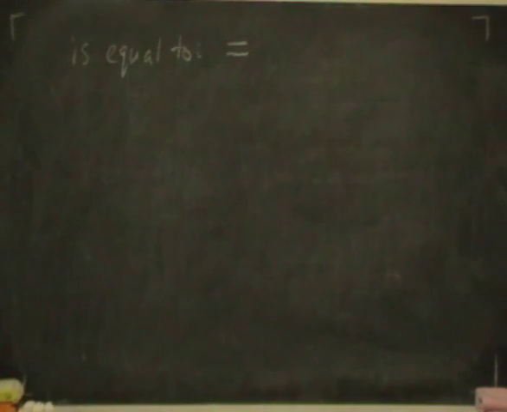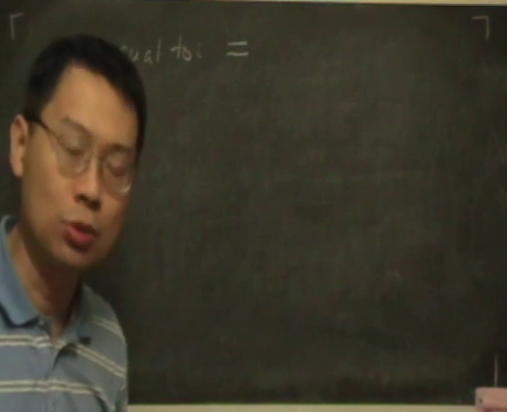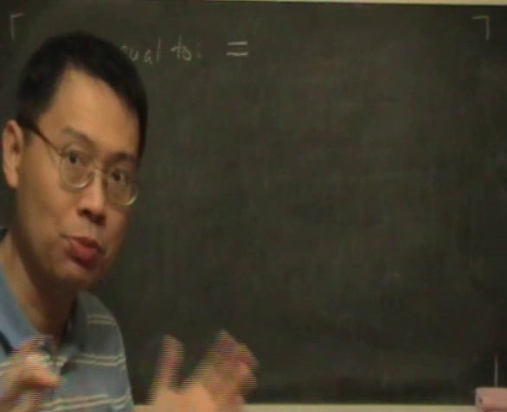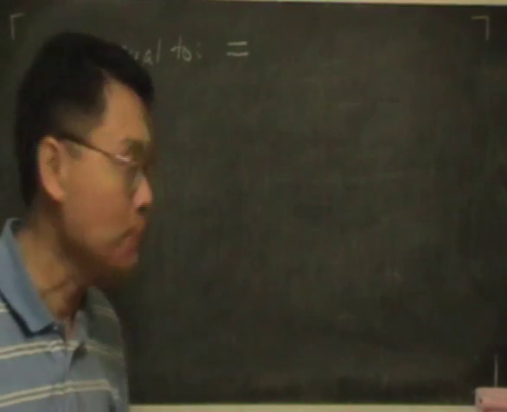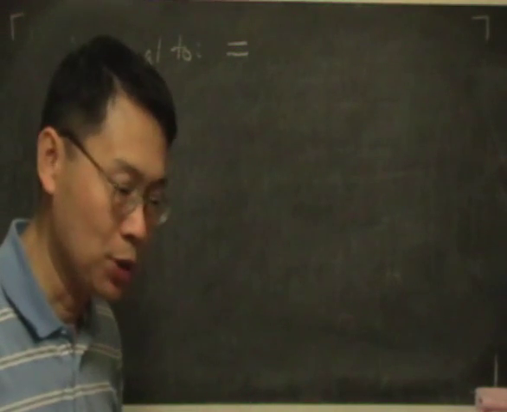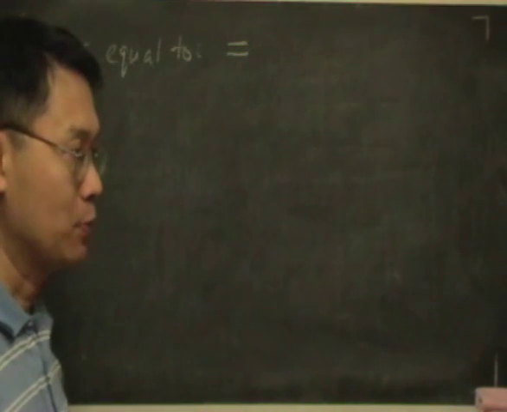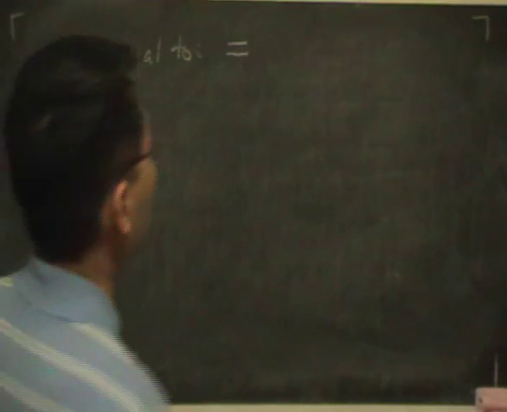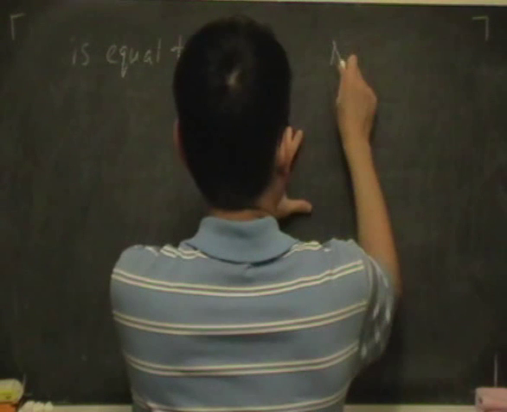The next symbol is equal to. Now that's very familiar. We have learned all about this in arithmetic and in algebra. But when we use it for sets, we have to be slightly careful. So let me use my old example again.